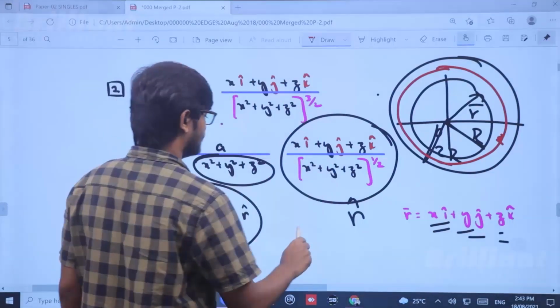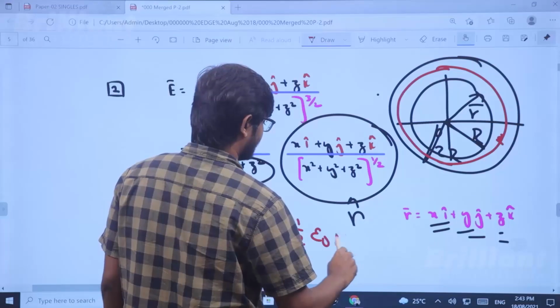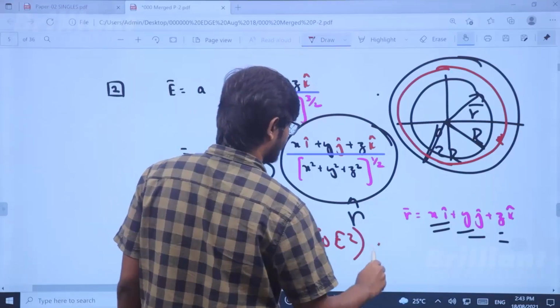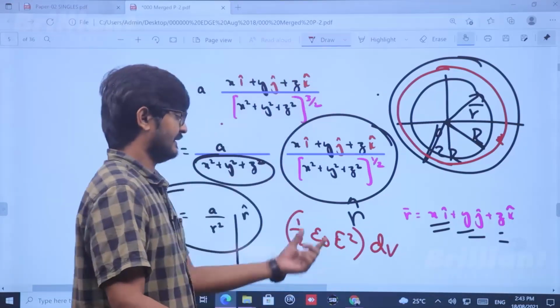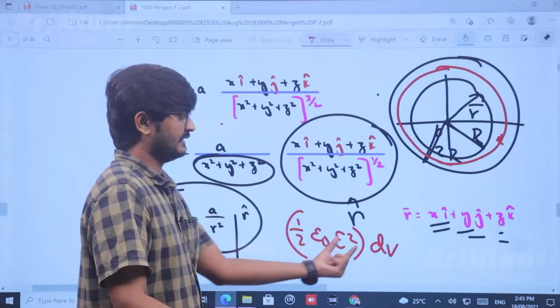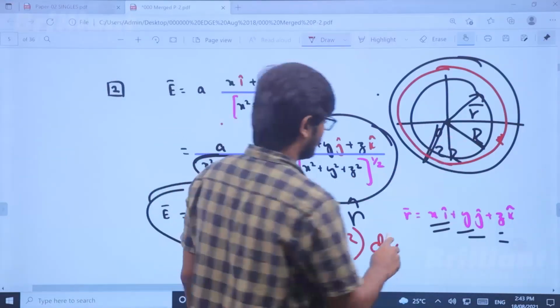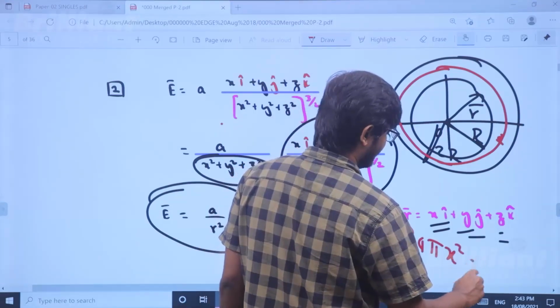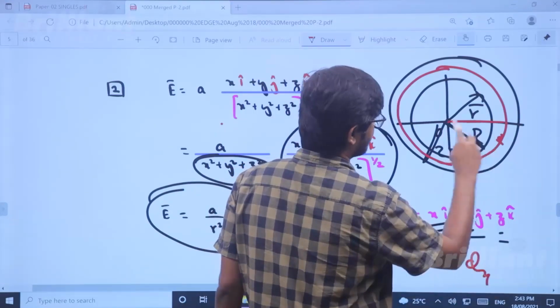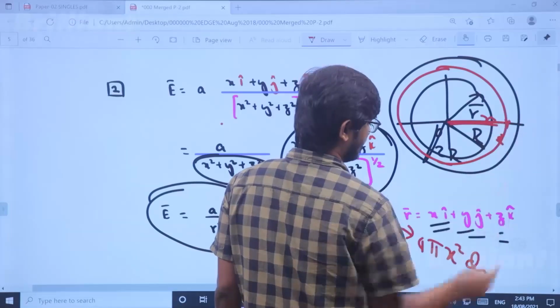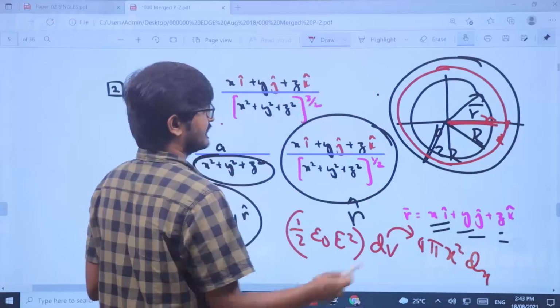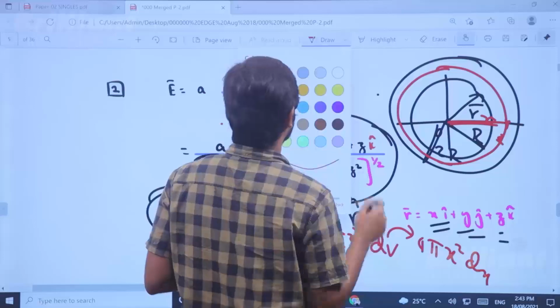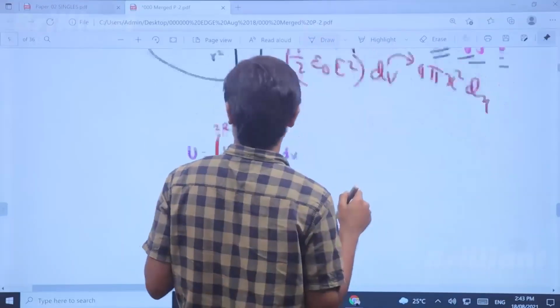Half epsilon naught E square into dV, right? Energy per unit volume into the volume of that element. Volume of that element will be how much? 4 pi x square dx, where this length is x and the thickness will be dx, right? So when you integrate it from capital R to 2R, you will be getting the required answer.